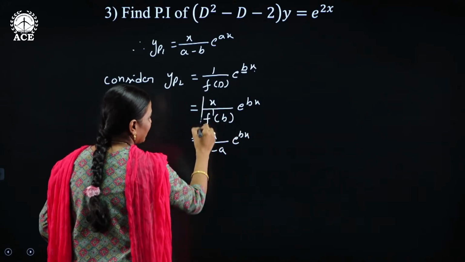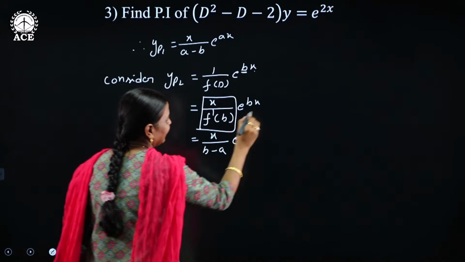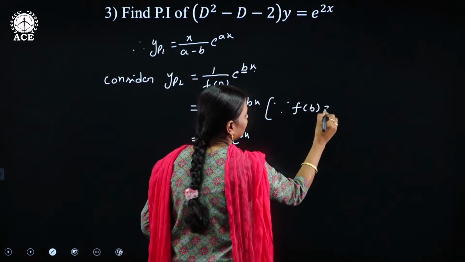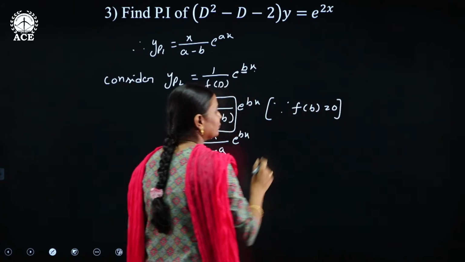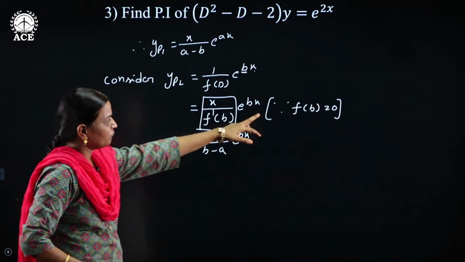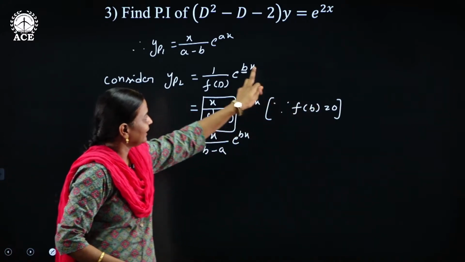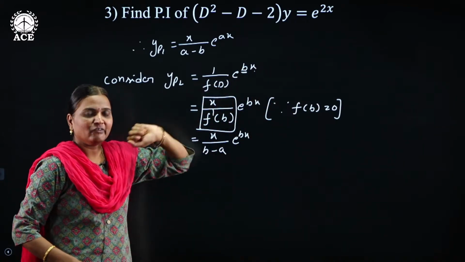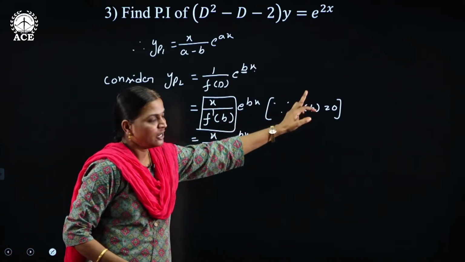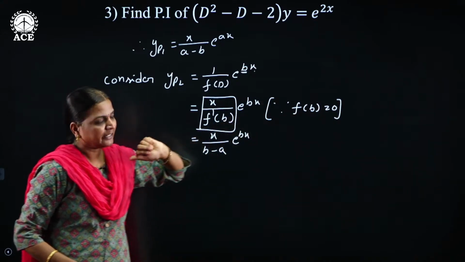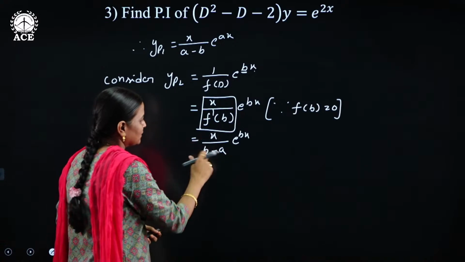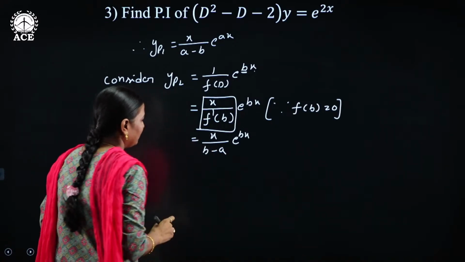Why am I writing this formula x by f dash of b? What is the condition here? Since f of b is equal to 0, without substituting the value in the given f of d, how do we know f of b is equal to 0? What is the key point here? The x coefficient is b, which is a root, so its functional value is equal to 0. When it is equal to 0, what is the particular integral formula? X by f dash of b. So this is x by (b minus a) into e power bx.